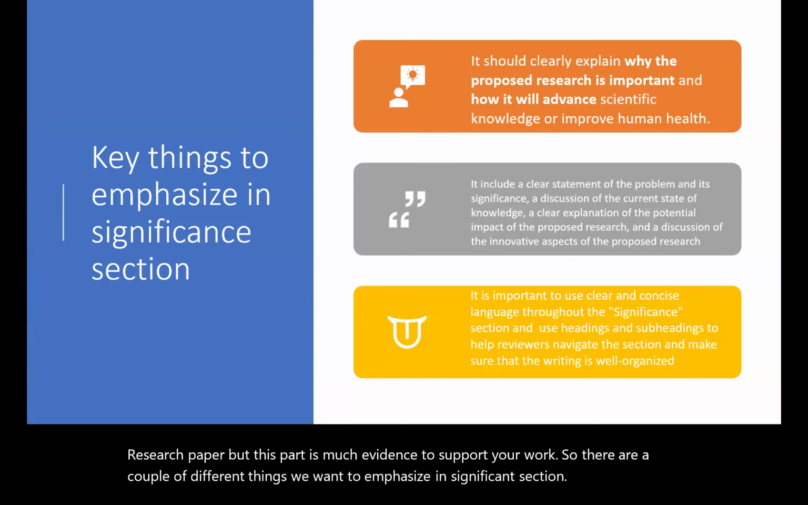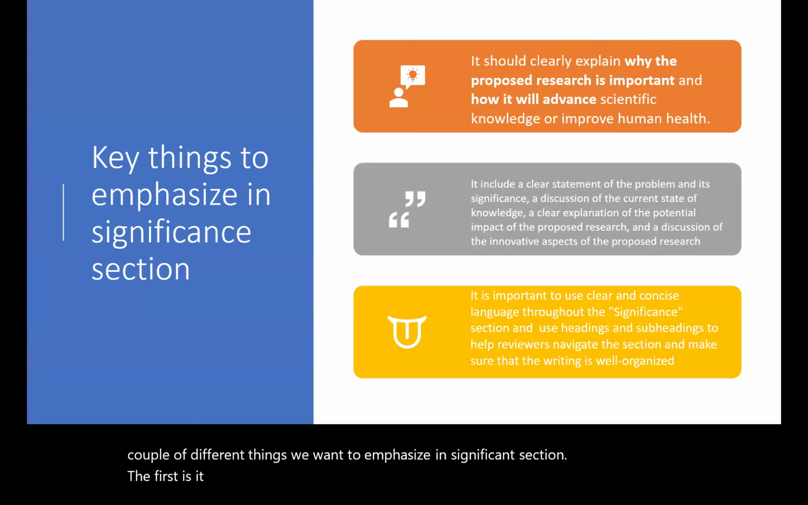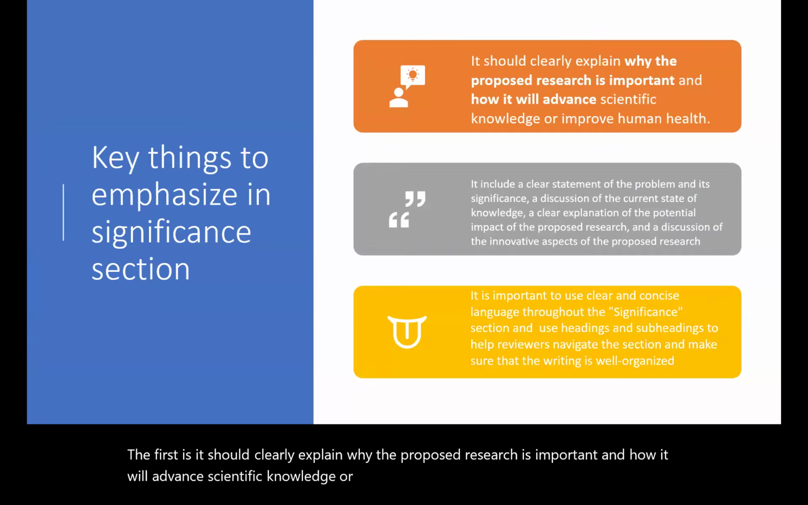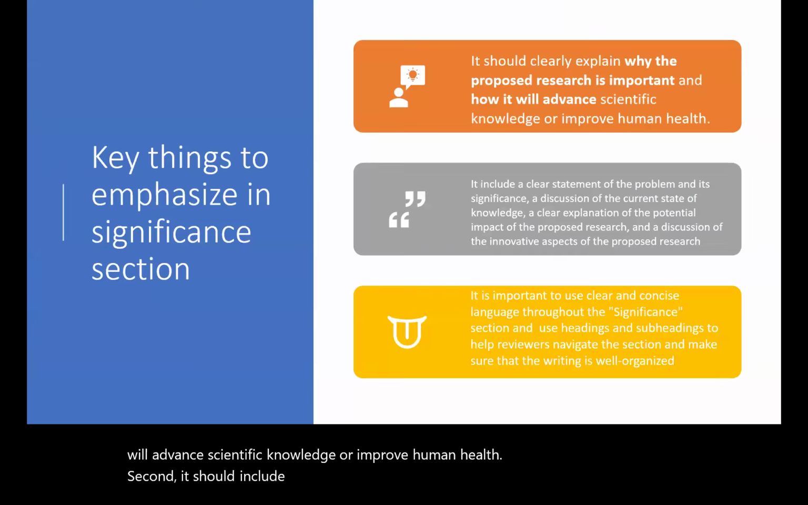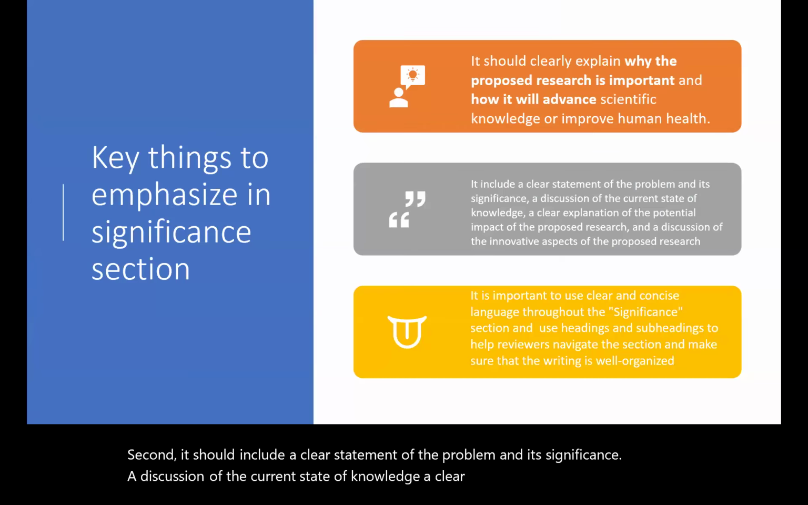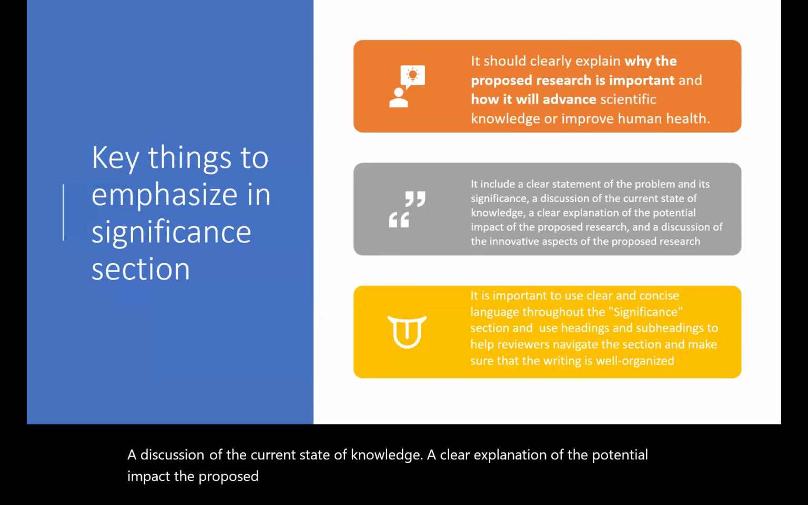There are a couple of different things we want to emphasize in the significance section. The first is it should clearly explain why the proposed research is important and how it will advance scientific knowledge or improve human health. Second, it should include a clear statement of the problem and its significance, a discussion of the current state of knowledge, a clear explanation of the potential impact of the proposed research, and discussion of the innovative aspects of the proposed research.